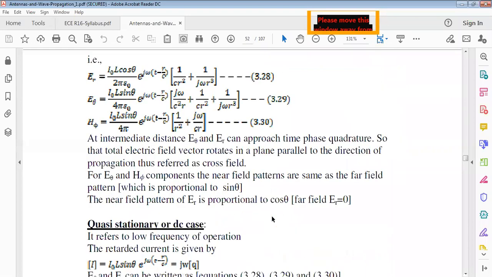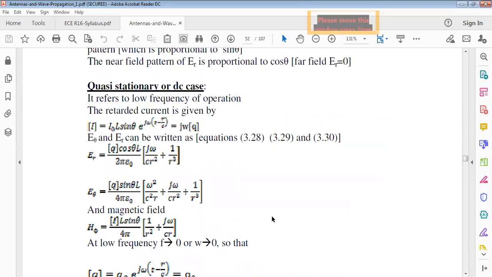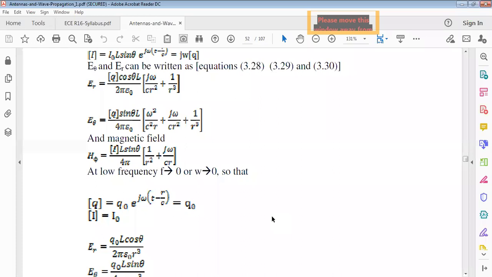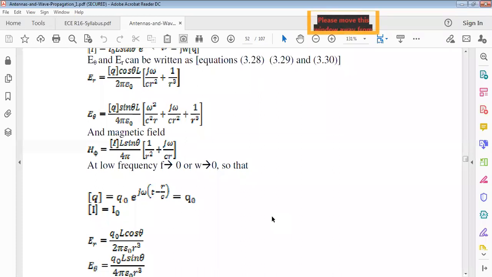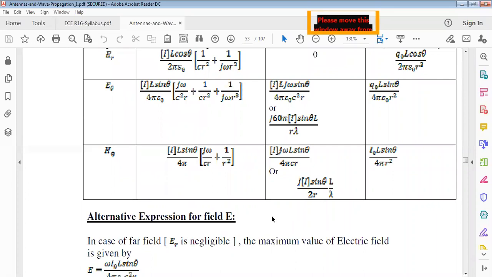Is this DC component able to travel longer distances? No, because that is a pure DC component that is unable to travel in free space. That's why those terms are neglected here. That is the explanation here. At low frequency, f equal to 0 and omega is also 0. Omega is nothing but 2 pi f. That term is not required here.